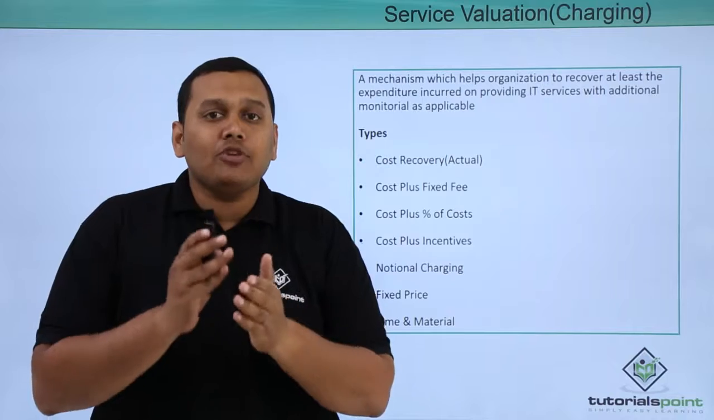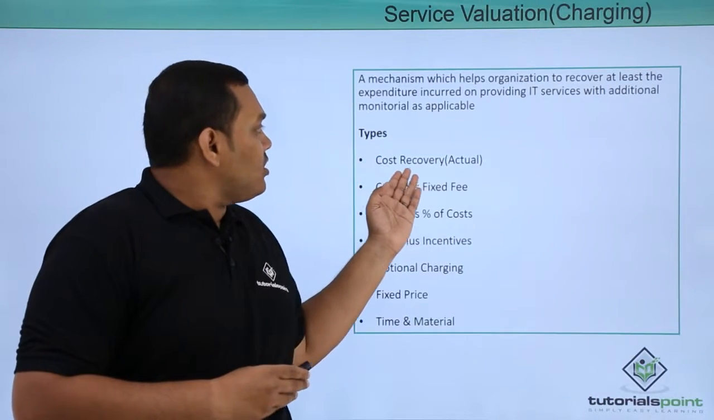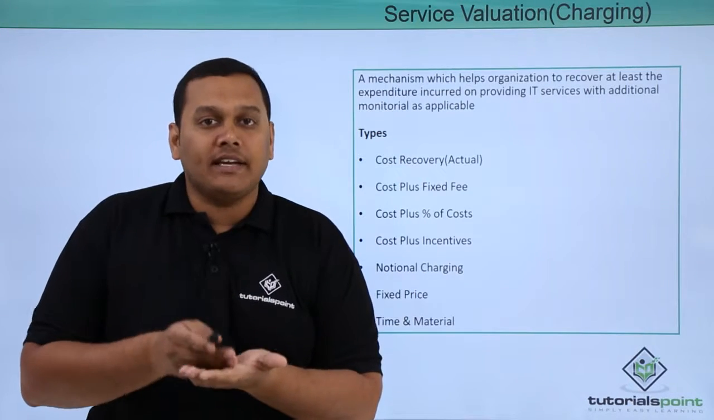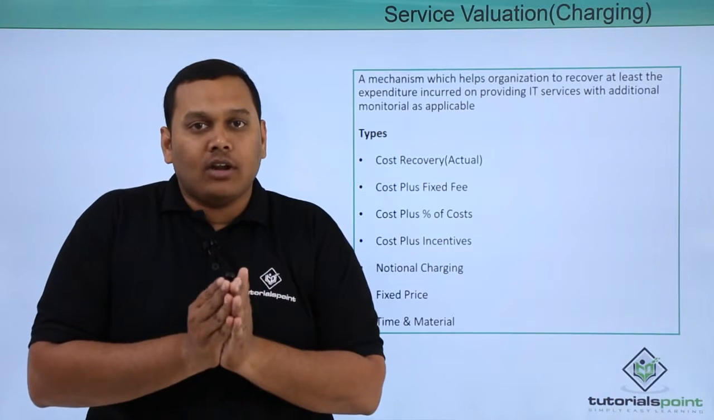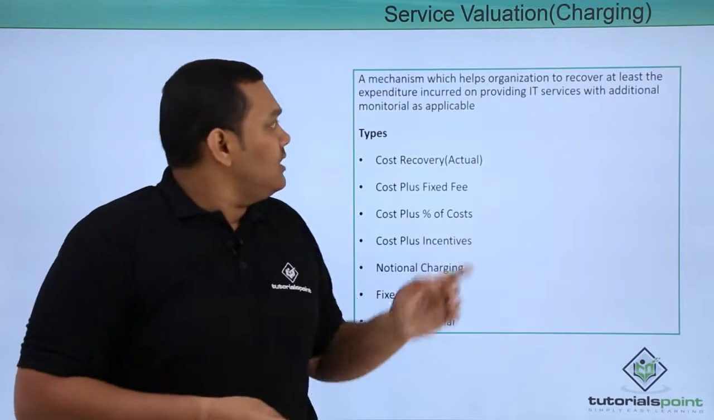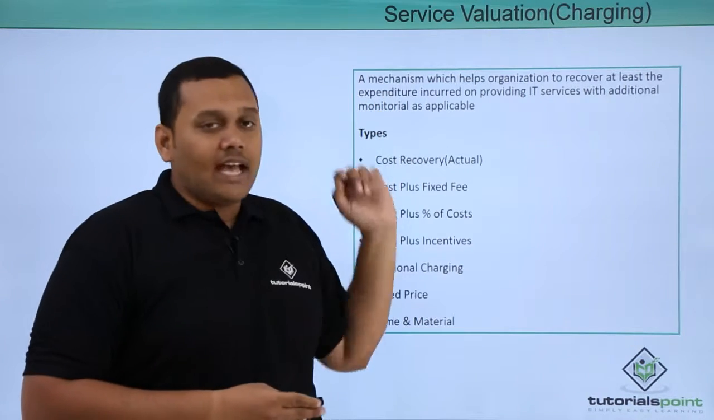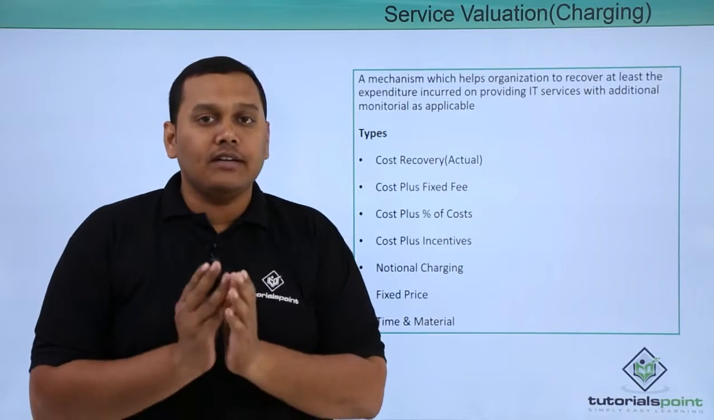So, what are the types of expenditure we will be discussing here? The types: cost recovery, actual. So, what is the actual cost that needs to be recovered? When there is a loss for an organization, this concept of service valuation and charging will look after it. As per this mechanism, the expenditure, that means the actual cost, needs to be recovered.